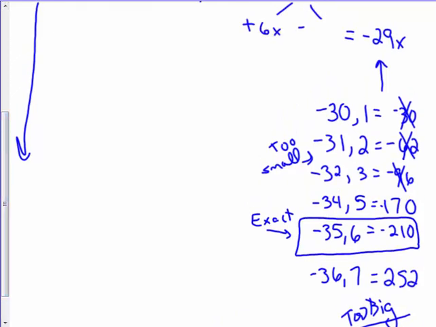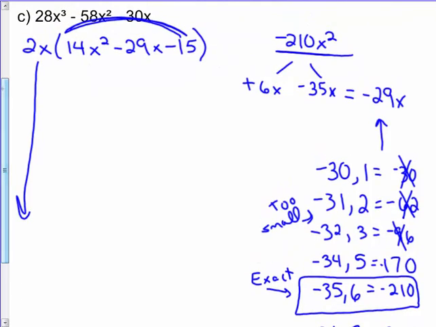So my two factors, 6x and negative 35x. I'm going to go ahead and plug those in now. 14x squared plus 6x minus 35x minus 15. I'm going to do my factor by grouping. What can I take out of 14 and 6? A 2x. I'm left with 7x plus 3.